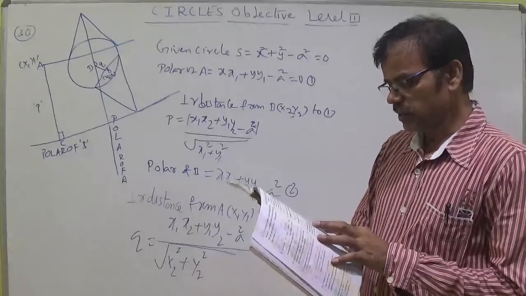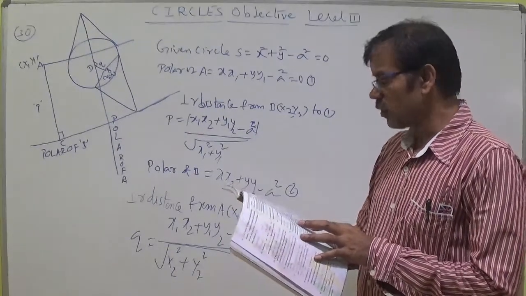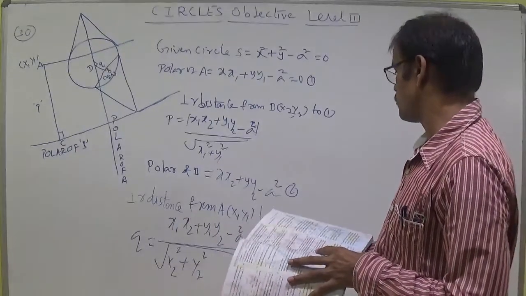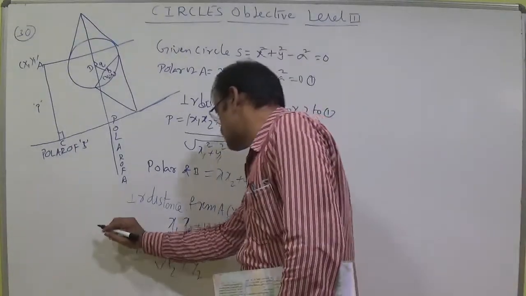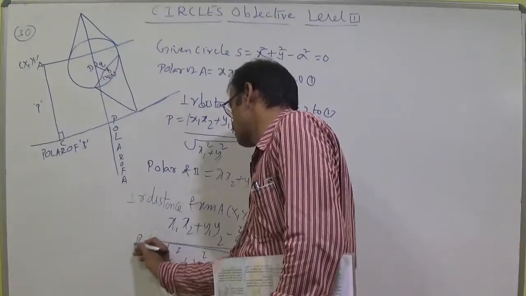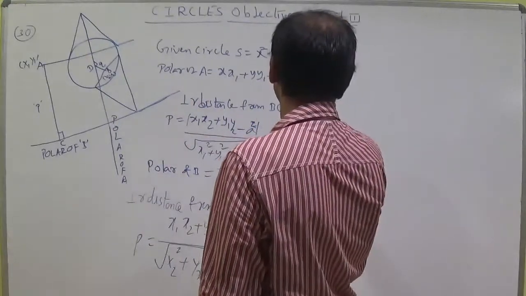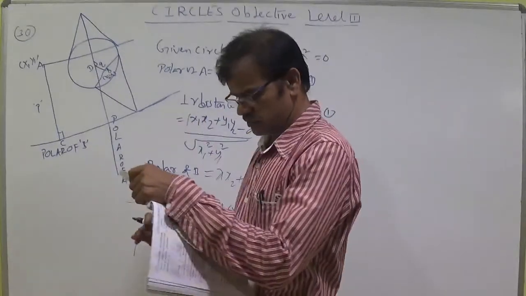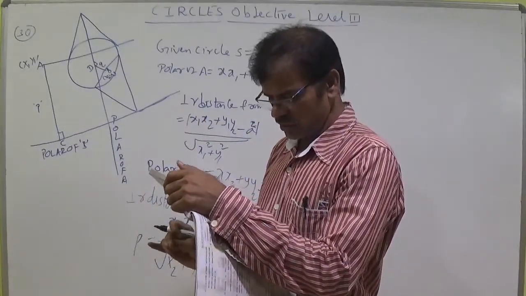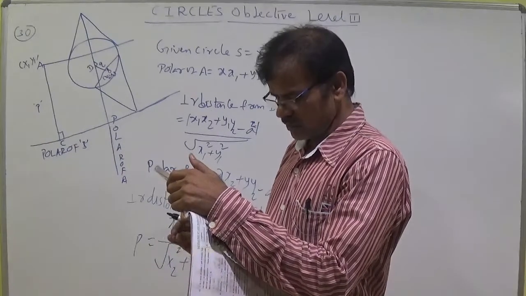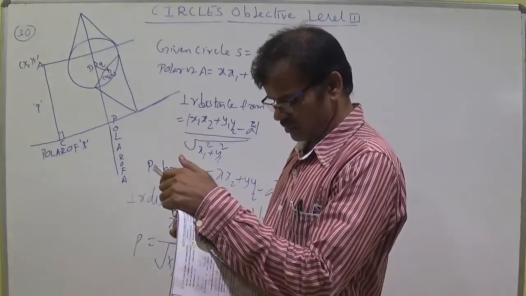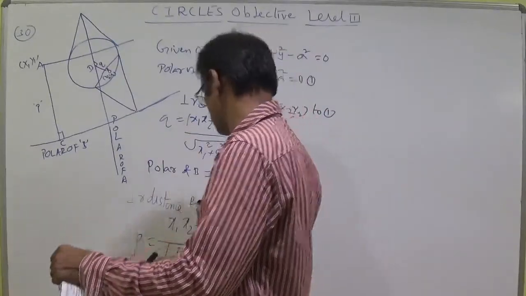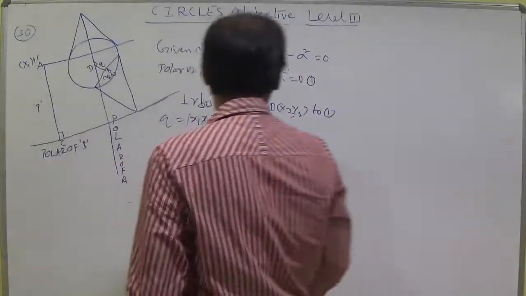P is the perpendicular drawn from A to the polar of B. This is P. From B to the polar of A, the perpendicular is given as Q. A perpendicular P is drawn from A to the polar of B and a perpendicular Q is drawn from B to the polar of A. So this is Q. Now option 3 will be okay.